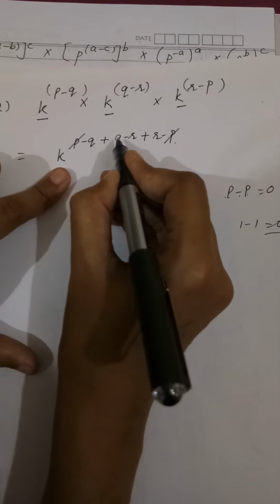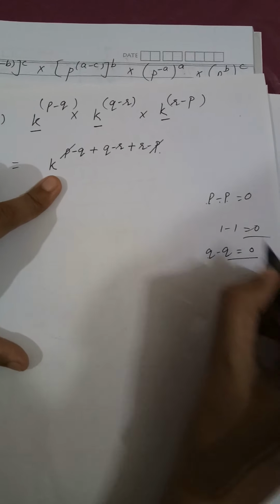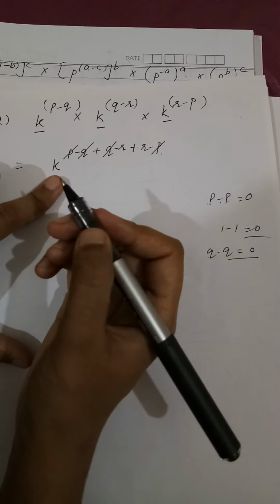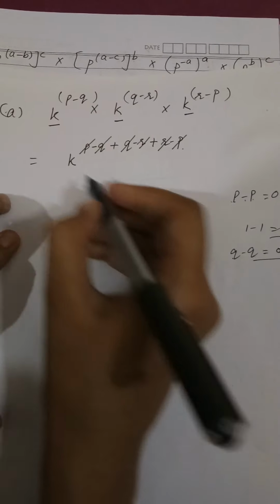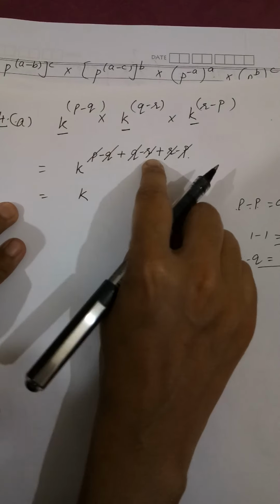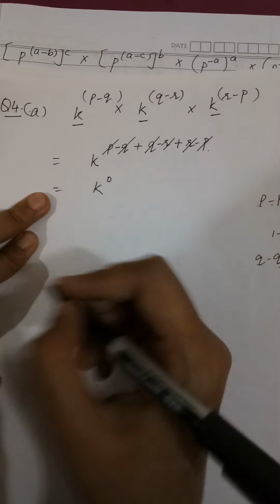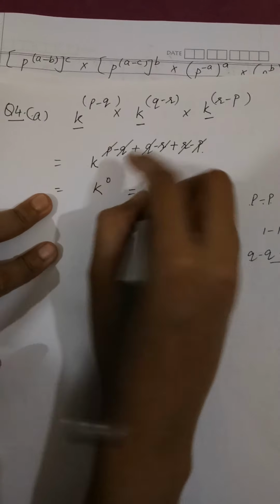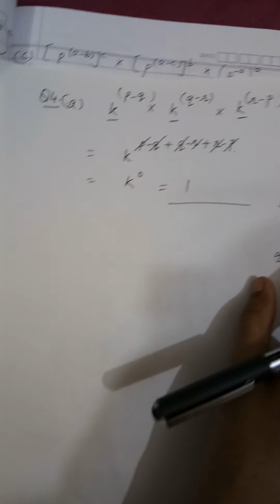Now minus q and plus q, that means q minus q. What is q minus q? 0. So I have cancelled q and q. Similarly, minus r plus r will also be 0. So when all the terms are cancelled, what came? 0. And anything to the power 0 will give me 1, right? So this was your first part.